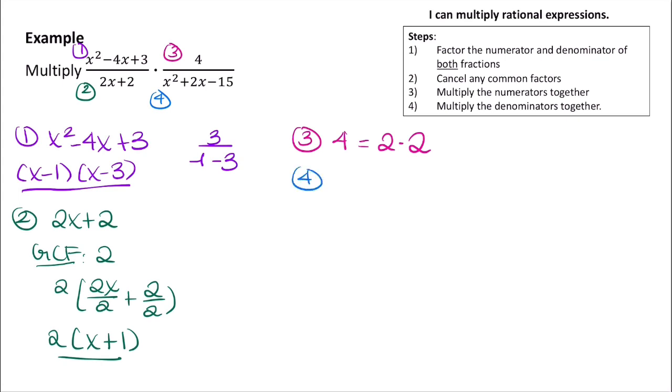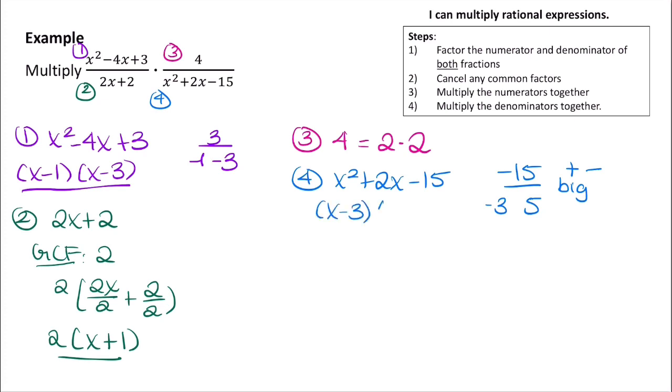That's x squared plus 2x minus 15. We need two factors of negative 15 that are going to add up to 2. Since 15 is negative, I need a positive and a negative factor. And since 2 is positive, I'm going to make my bigger factor positive. So the correct combination is going to be 3 and 5. If I make the 3 negative, I'm going to get negative 3 plus 5, which is 2. So that means it factors to x minus 3 times x plus 5.